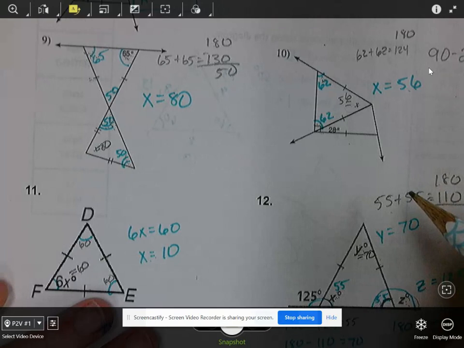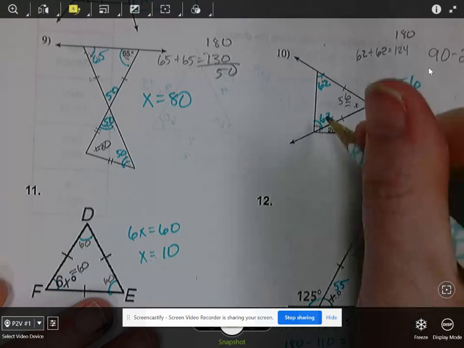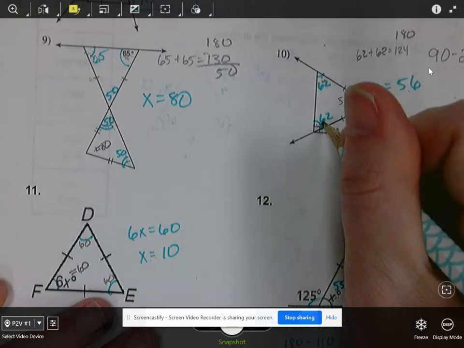So it's all just adding and subtracting. You just have to do one step at a time. You have to see what they give you and then mark one angle at a time. Mark it down. Once you find that angle, you can find the next angle.